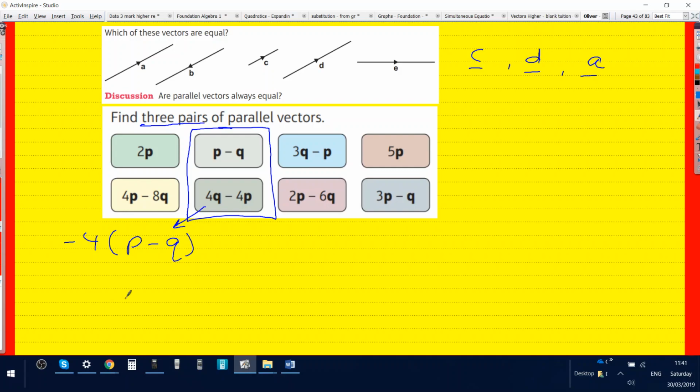3. Oh, there's 3 pairs, right? 6q. The second on the left. Those 2. These 2? No, from the right. Yeah, those. So you can factorize out -3 and you get p minus q, and the other one you factorize out 2 and you get p minus q.